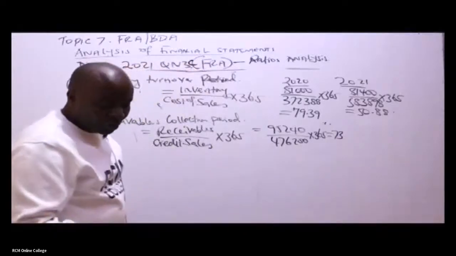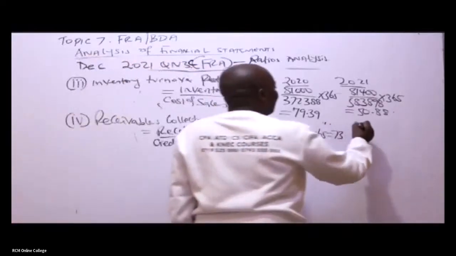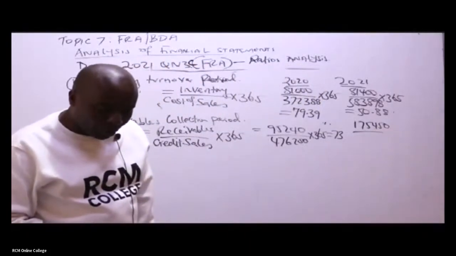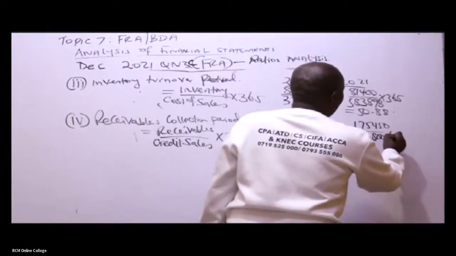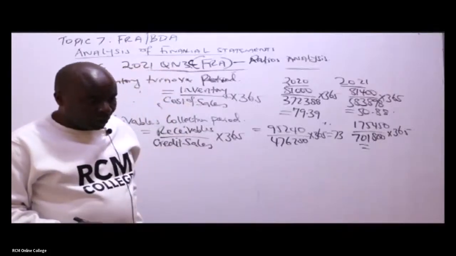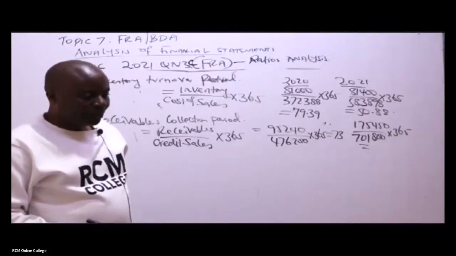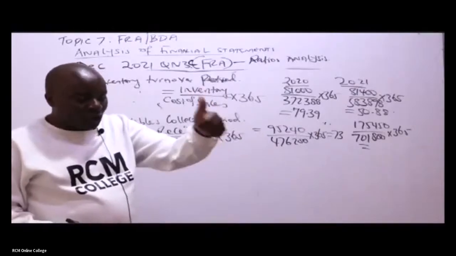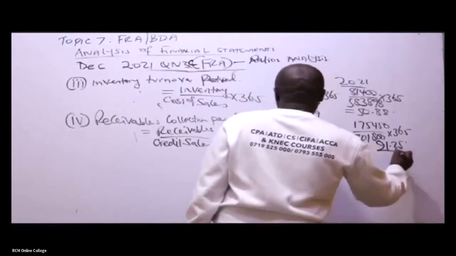How about 2021? Ladies and gentlemen, I can see my receivables there are 175,450. We divide this by the credit sales for 2021, which in this case are 701,800, times 365. How many days do we have here? 91.25, right? 91.25 days. Felicitas is giving me 91.25. Great. Thank you so much.